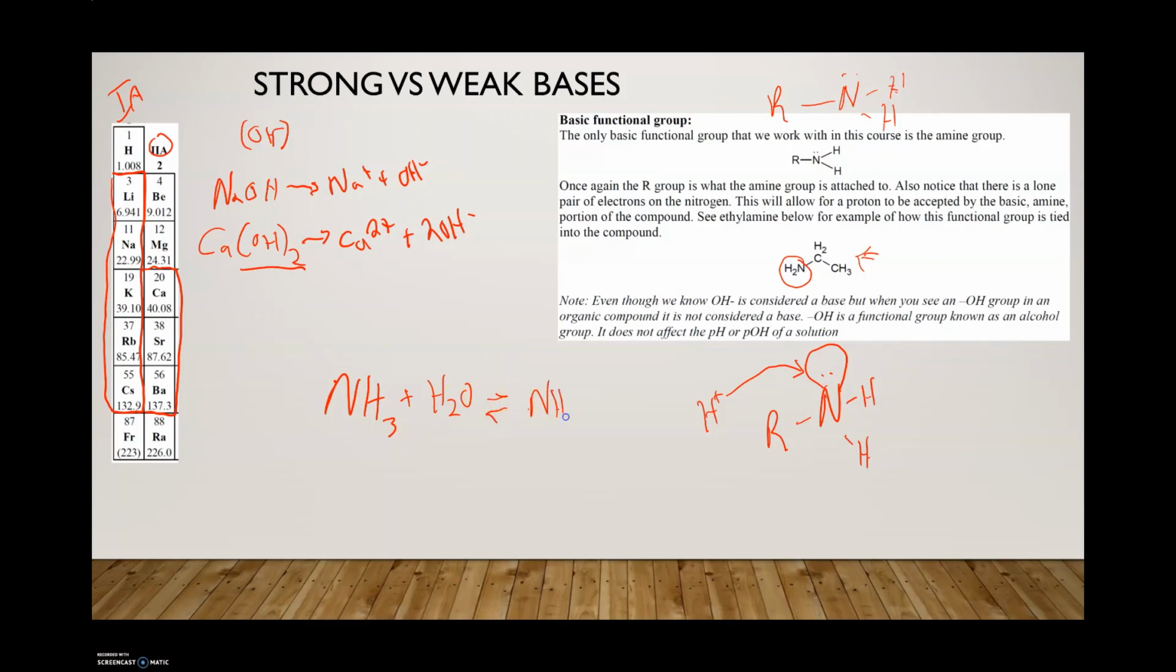So you're going to form NH4+ plus OH-. In this case here, the water acts as your acid, your NH3 is your base, and so the nitrogen is going to come in. It's going to take a hydrogen from the water, and it's going to leave you with hydroxide in the very end, which you see here.